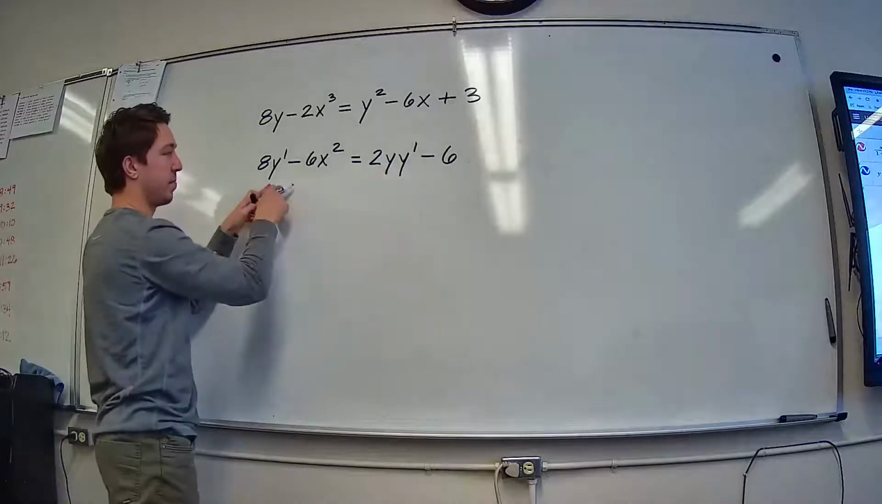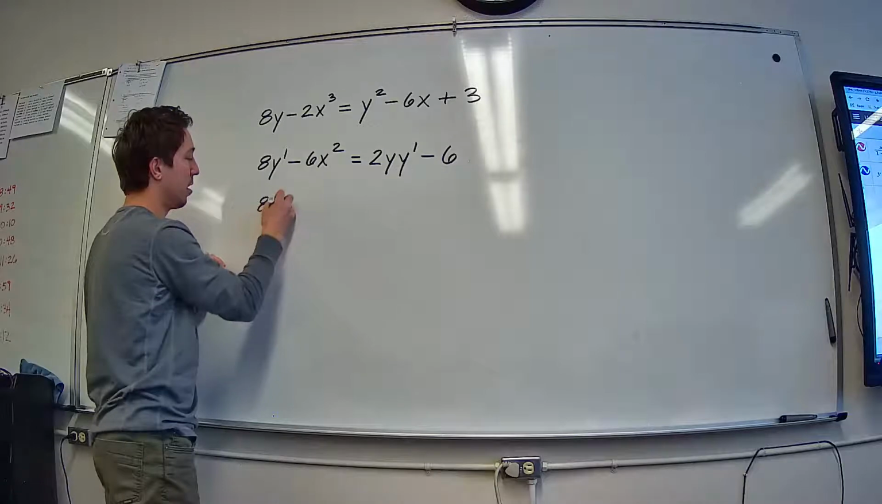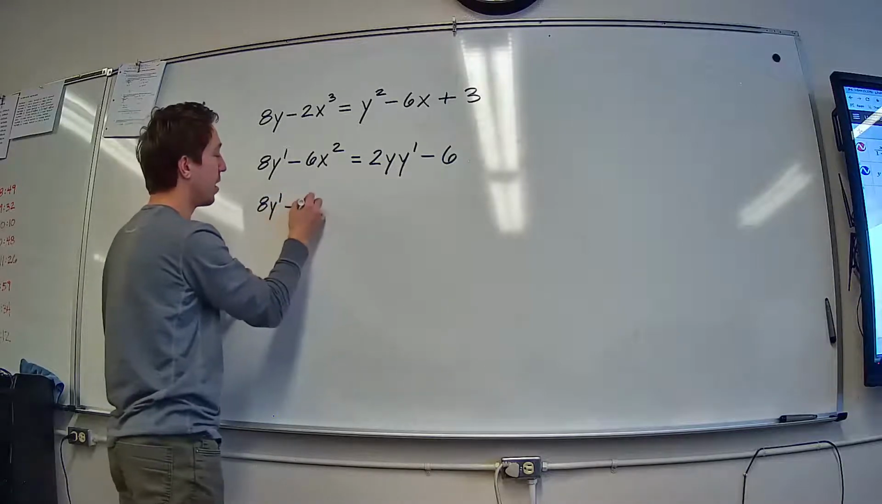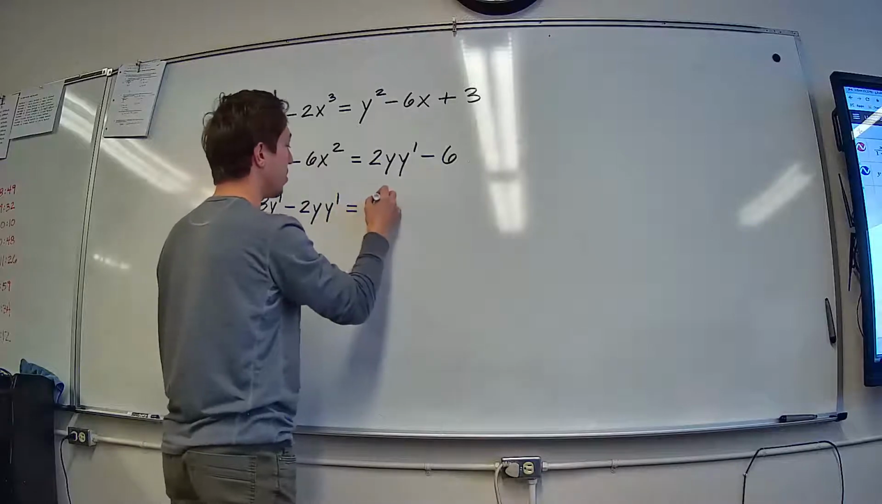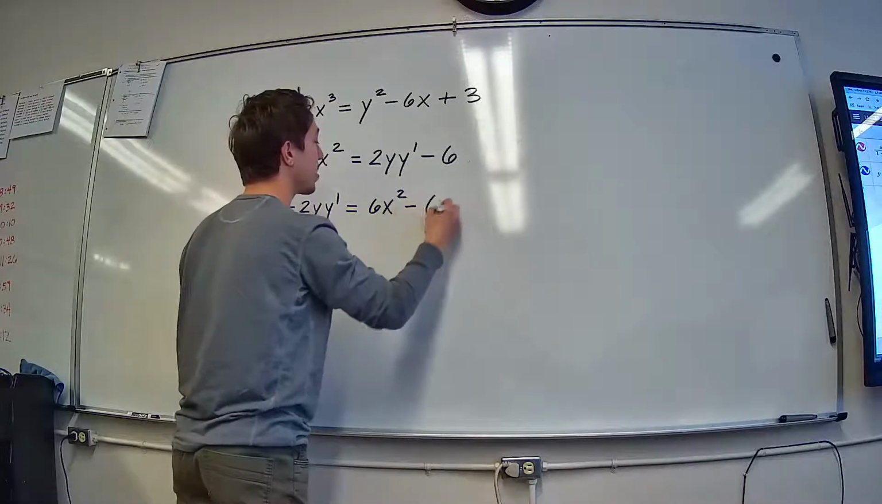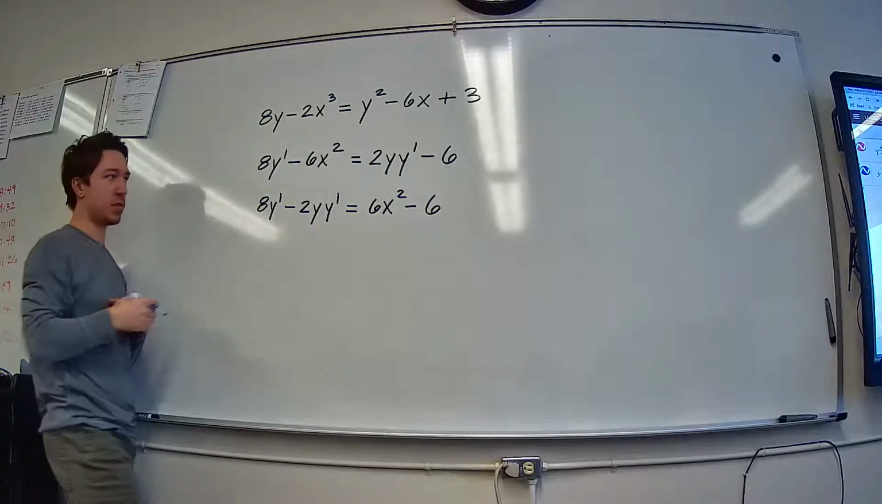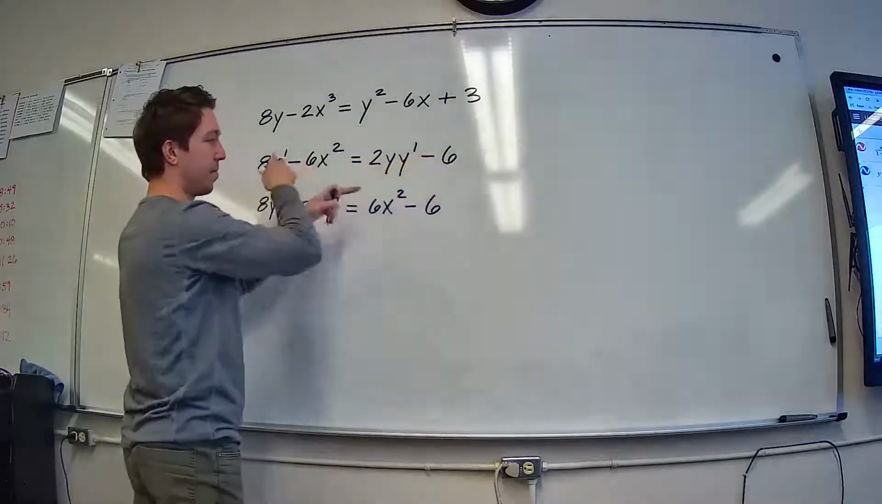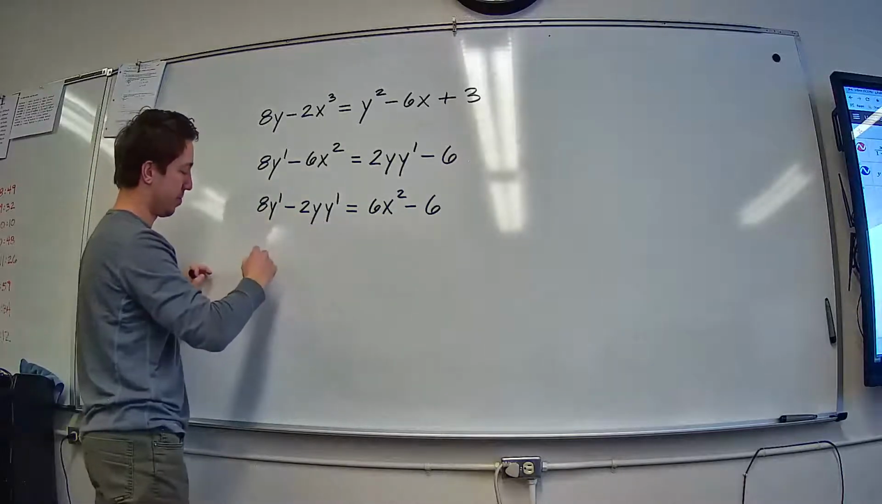Bring this guy over here. So 8y prime minus 2y prime is equal to 6x squared minus 6. No objections to that, right? Just a little swap. And now we're solving for y prime here.